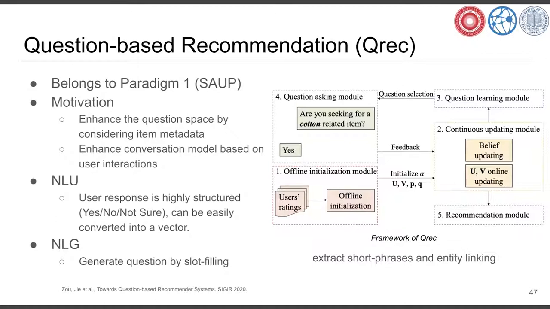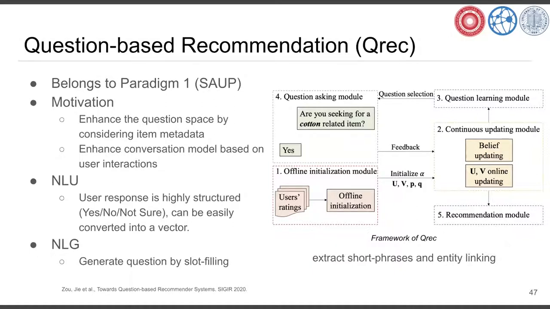Another part is the user belief updating module to track the user-item interactions. For this part, the natural language understanding is different from the previous one. This only provides responses like yes, no, or I'm not sure from the users, which could be easily converted to a vector. Since the user cannot provide any more semantics, we put this part as belonging to paradigm one.